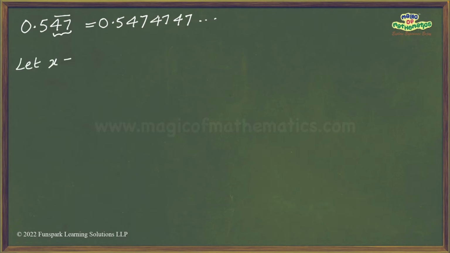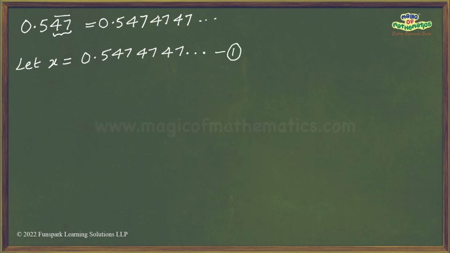Now I'll take up the final example. Say we have 0.547 with a bar over 4 and 7, which means that the digit sequence 47 repeats forever, which means that this number is equal to 0.5474747 and so on. As before, I let x equal 0.5474747 and so on. Let us label this equation as 1.